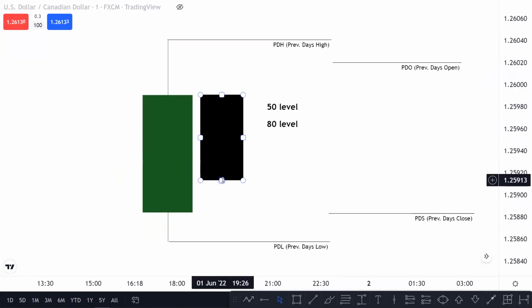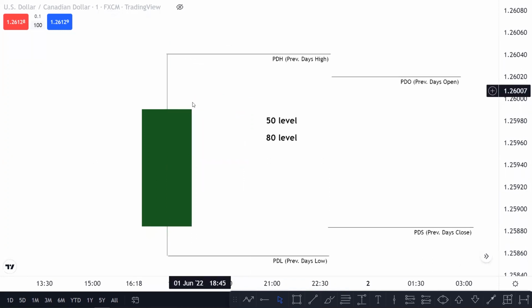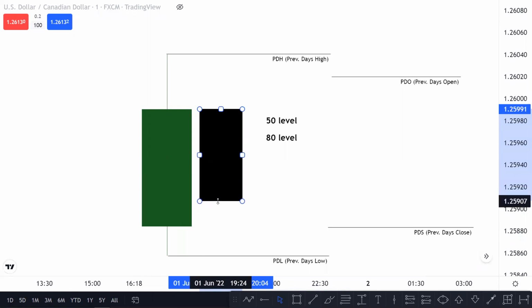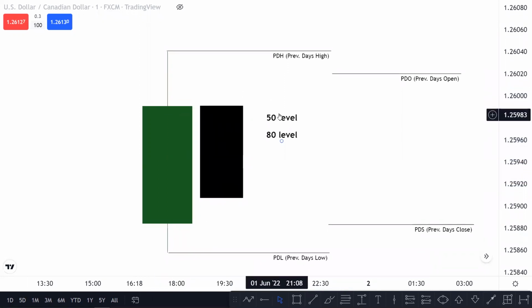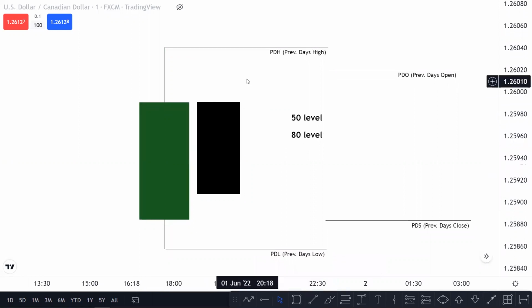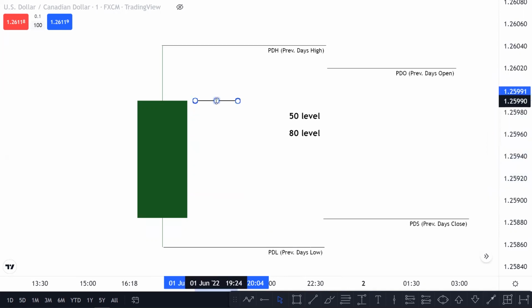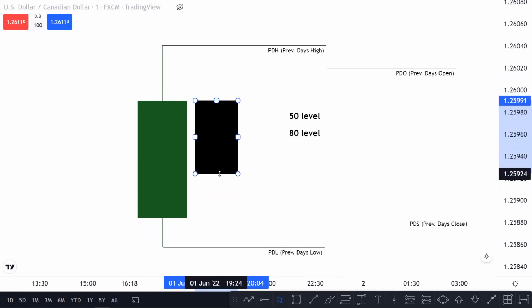Now, price opens here. Folks, price opens here. If price opens here, this is what I want to see. I want to see price drop first. Still, on a green candle, what are we looking for? 50 level, 80 level. To do what? To reverse price. If this candle opens here and drops, remember this is the manipulation.